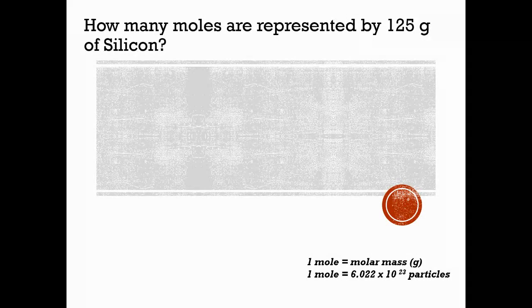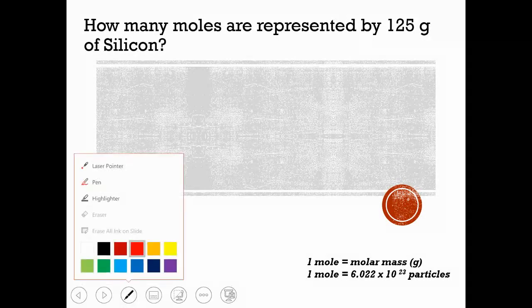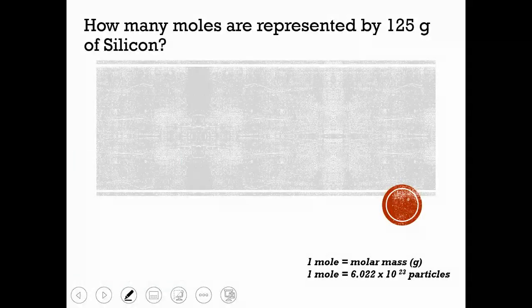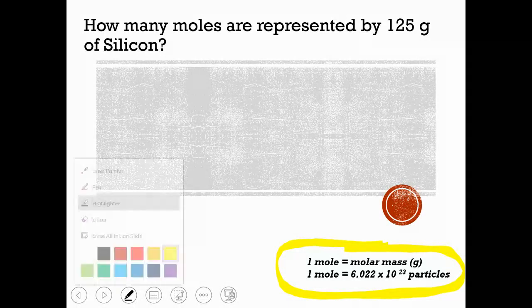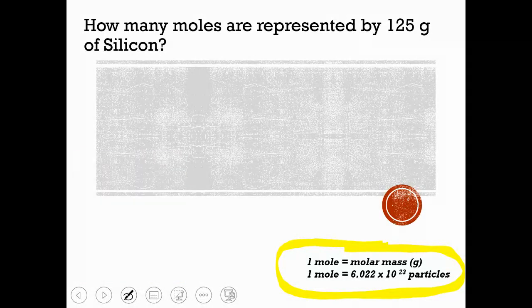And in every problem, we are going to continue to just use this relationship right here. You'll see this at the bottom of every screen, where a mole is equal to the molar mass and a mole is equal to 6.022 times 10 to the 23rd particles. These are our equalities that we are going to use when we are solving problems with factor label.